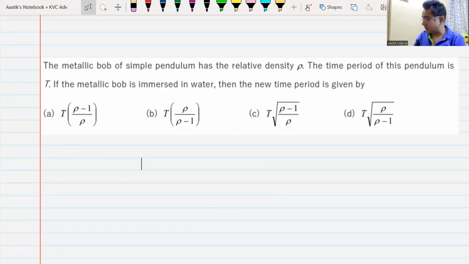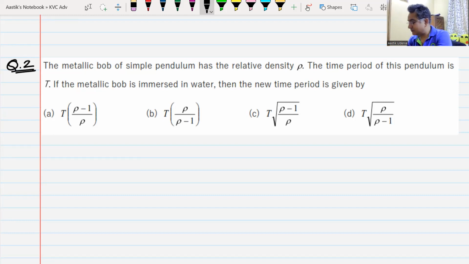This is the next question, sir. Question number 2. Same questions are going to come in your exam. The metallic bob of a simple pendulum has relative density rho. Relative density is density divided by density of water. Rho is a number. You have heard about relative density, yes or no? The metallic bob of a simple pendulum has relative density rho. If the time period of the pendulum is T, when the metallic bob is immersed in water, then what will be the new time period?